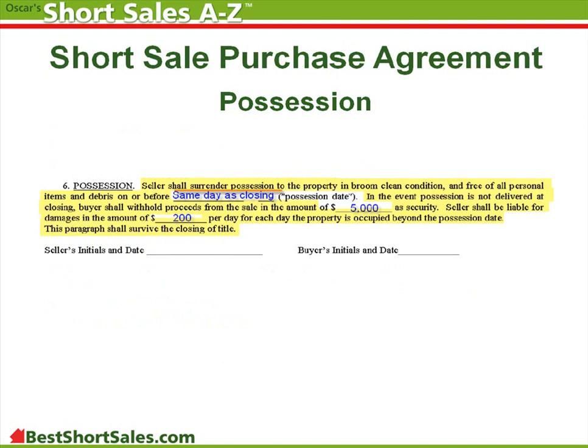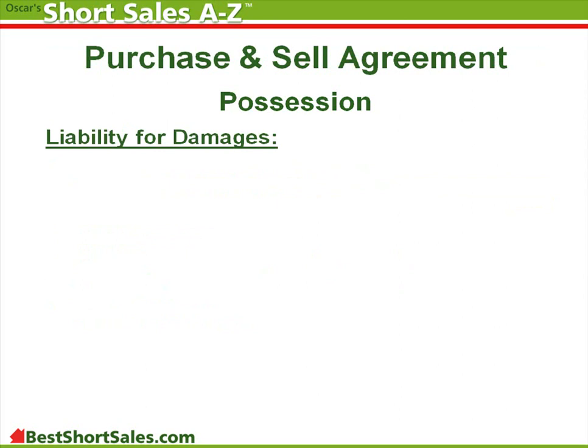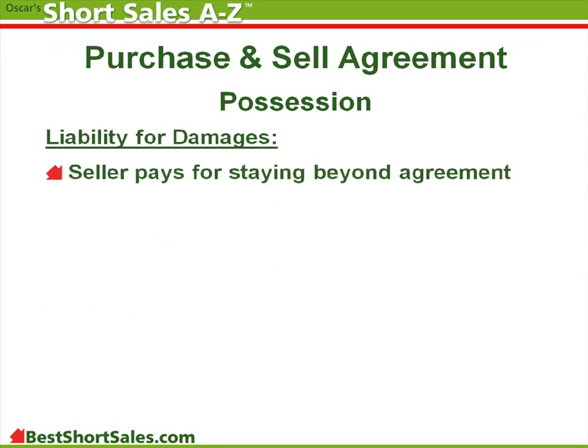In addition, to discourage the temptation of remaining at the property, it is important to have the seller liable for damages. By having the seller pay $200 per day for each day the property is occupied beyond the agreed possession date, the seller will be discouraged from wanting to stay any longer. It is only reasonable for the seller to pay by the day for staying any length of time beyond agreement. If the seller does not vacate the property, it can be very costly to the new owner. The new owner is paying mortgage but not using the property.